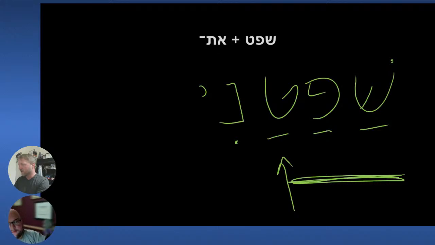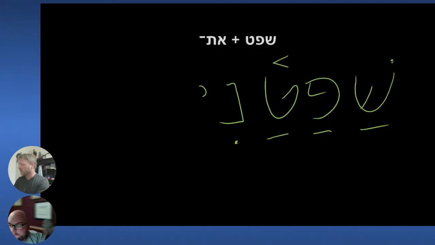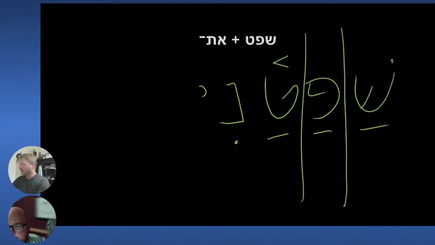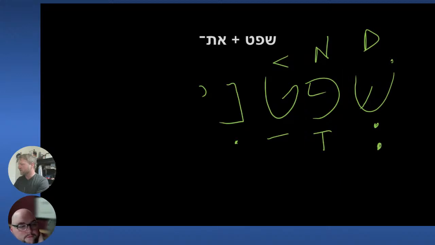Now we have the stresses here. That's where we're going to put the stress, right before the ending. We have a near syllable and a distant syllable. The near syllable lengthens, the distant syllable reduces. So this is the form that we're looking at: shvatani. Shvatani means "he judged me."